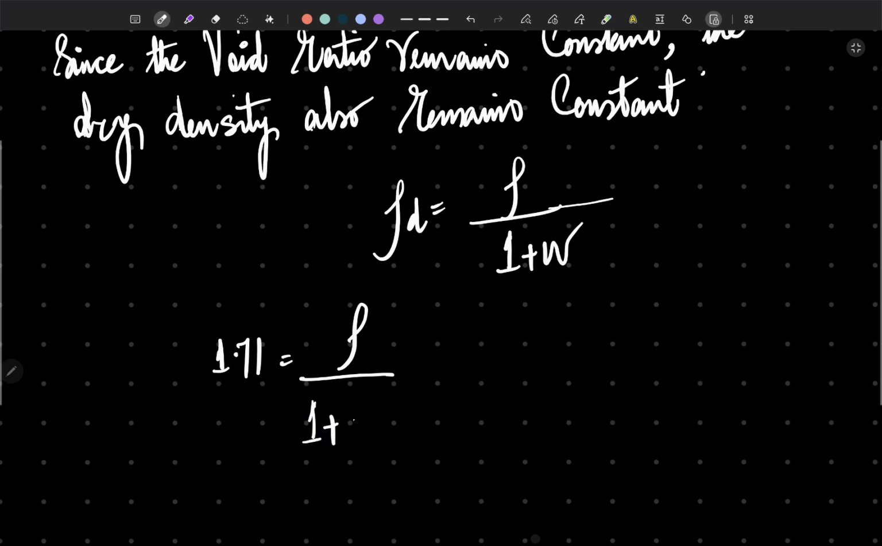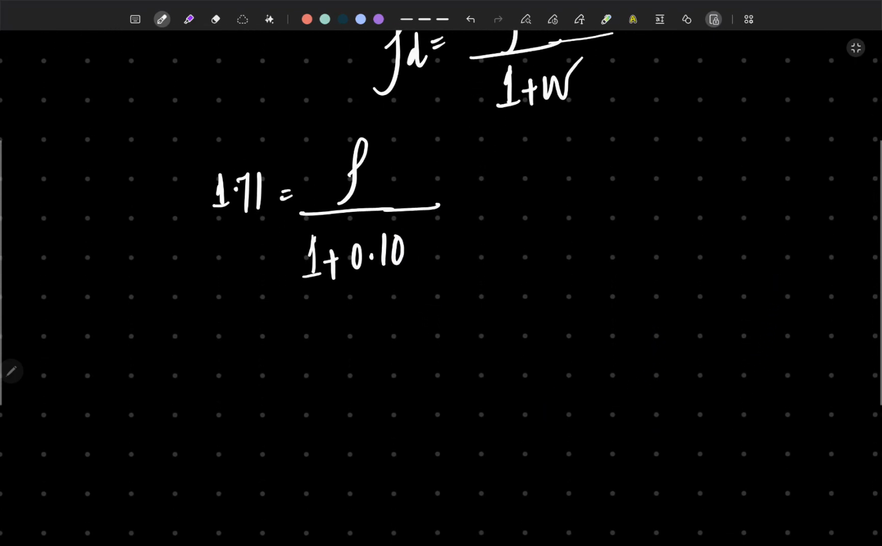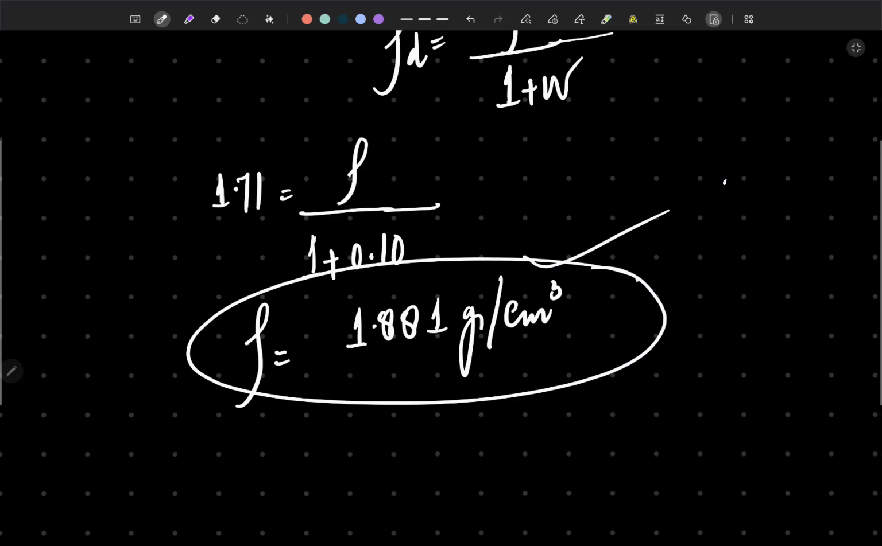By calculations, bulk density at a water content of 10% is 1.881 grams per cubic centimeter. So this is what the question asked us to find. The bulk density of the same soil, if its void ratio remains constant, at a water content of 10%, is 1.881 grams per cubic centimeter. Initially, at a water content of 5%, it was 1.80 grams per cubic centimeter.